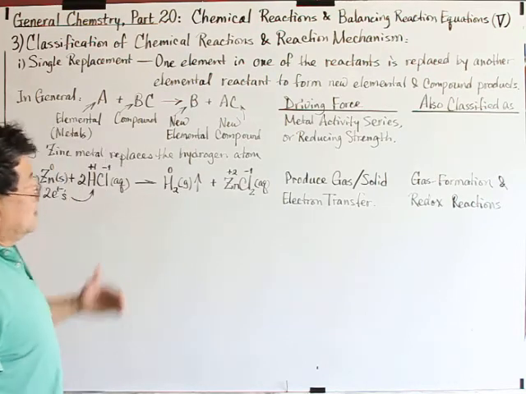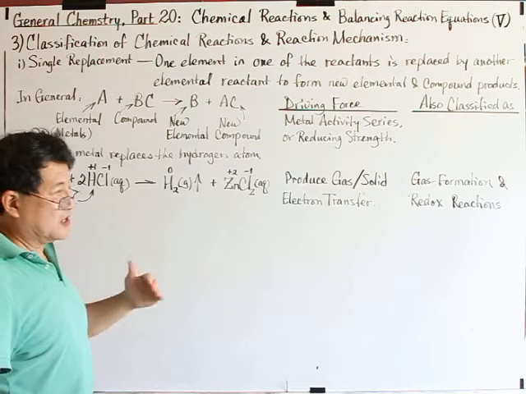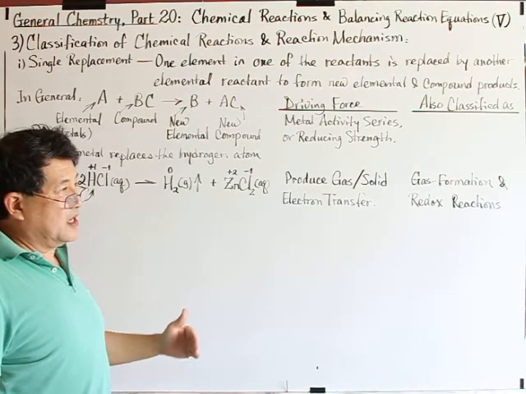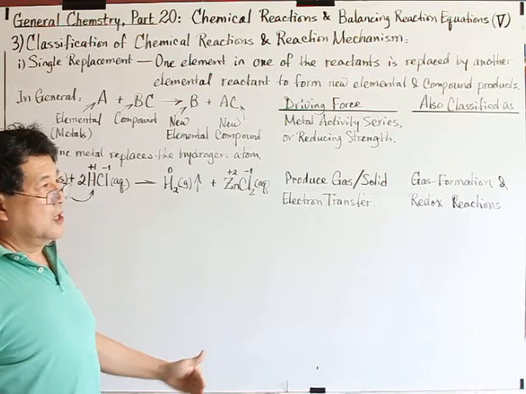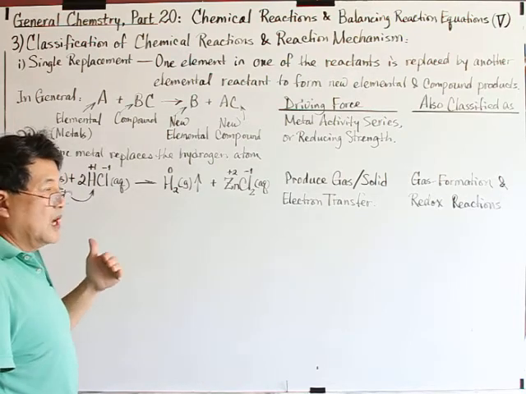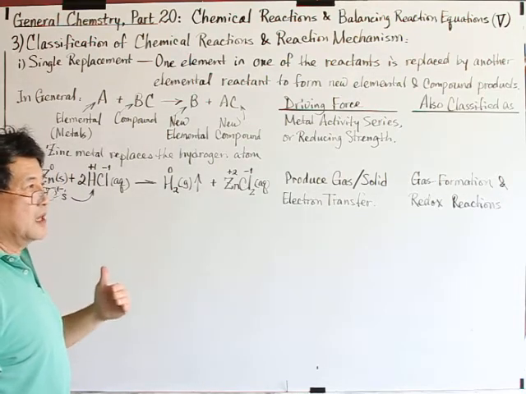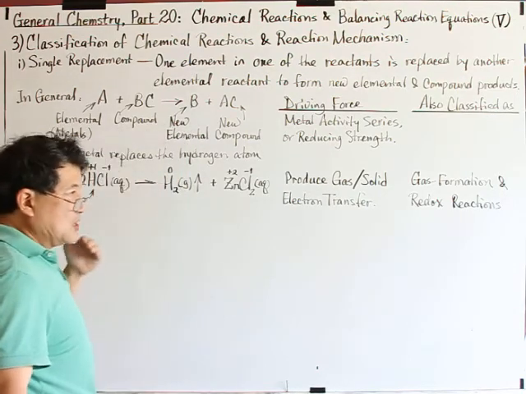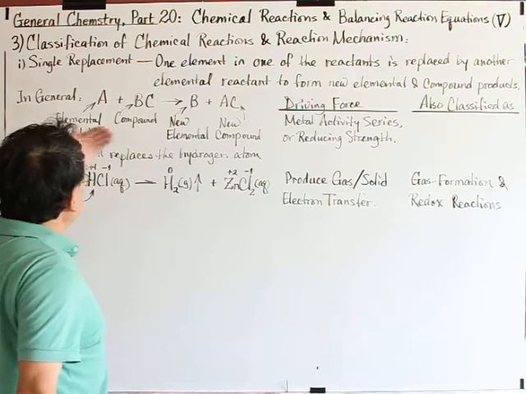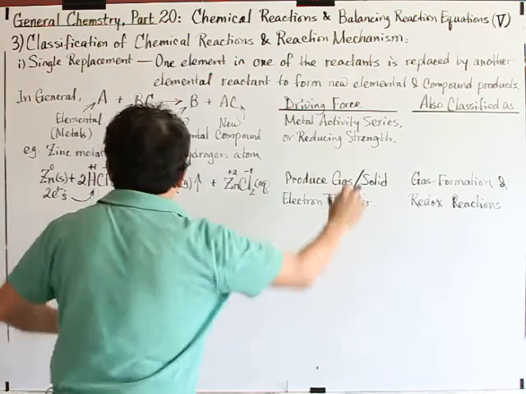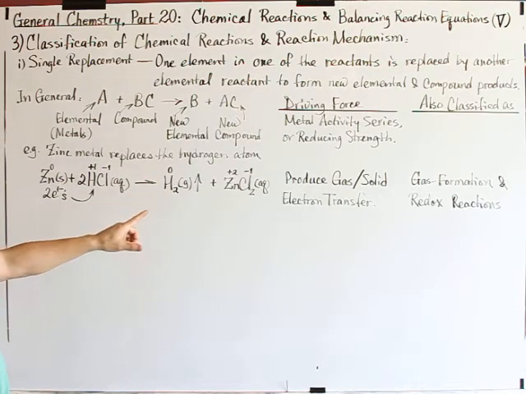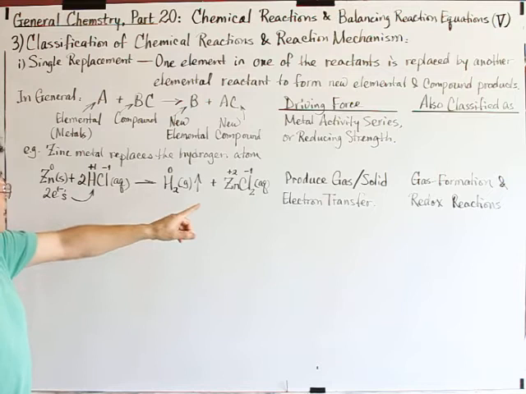Now here we talk about reducing power, reducing strength. If you are able to reduce somebody, give away your electron, and get some other elements out of the compound to become elemental products, that is the reaction we call single displacement. So what is the example here? Zinc metal replaces the hydrogen atoms in the HCl.